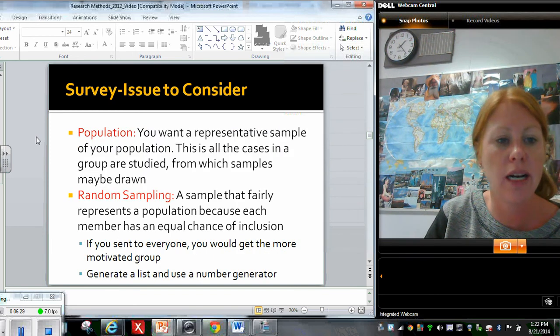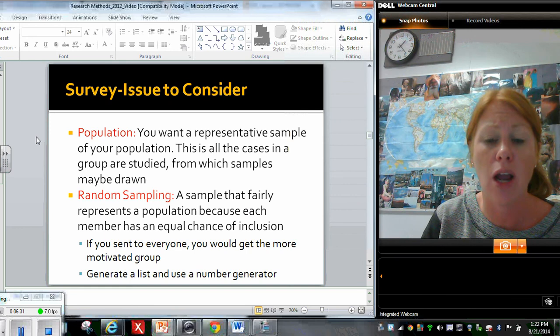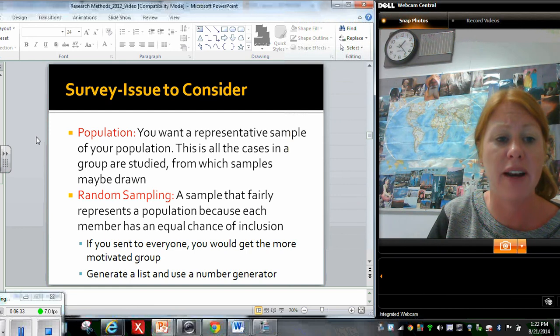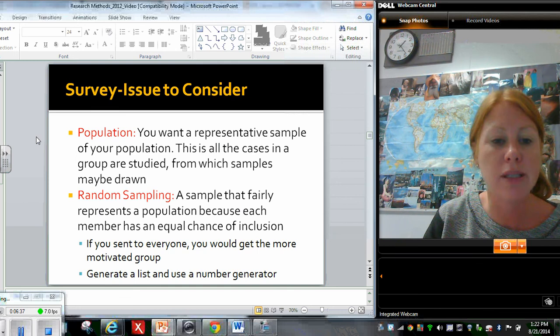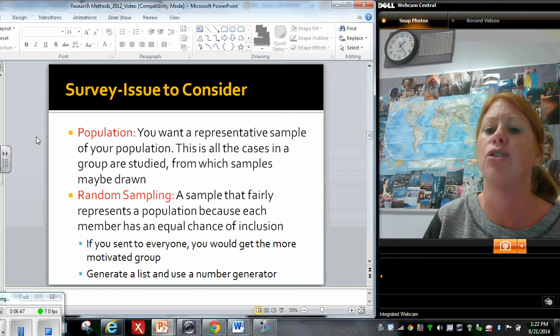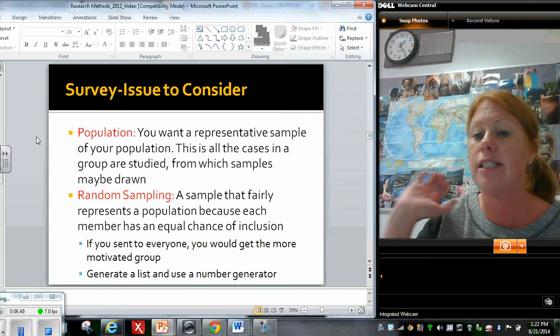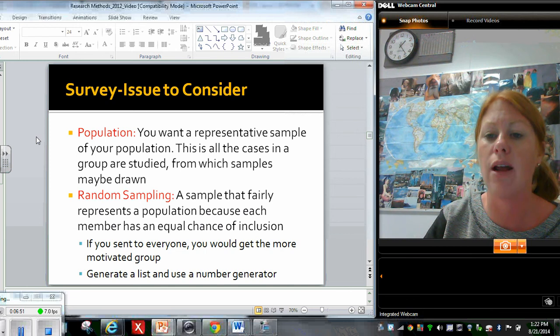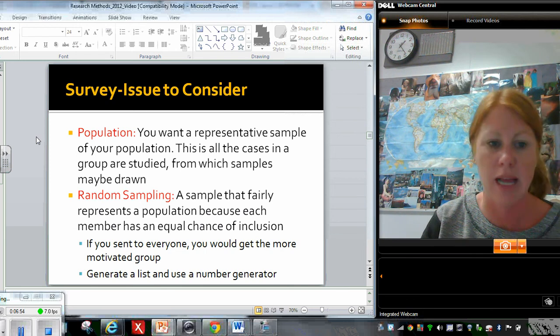Other terms to consider is population. When you're surveying a group of people, you want a representative sample of your population. This is all the cases of the group from which the sample is drawn. So if I want to know if Chromebooks are working for Lyme High School, I can't just survey the senior class. I'd have to send it out to freshmen, sophomores, juniors, seniors, faculty, teachers. Okay, so it's got to go out to more than just that small group of people because that's not representative.